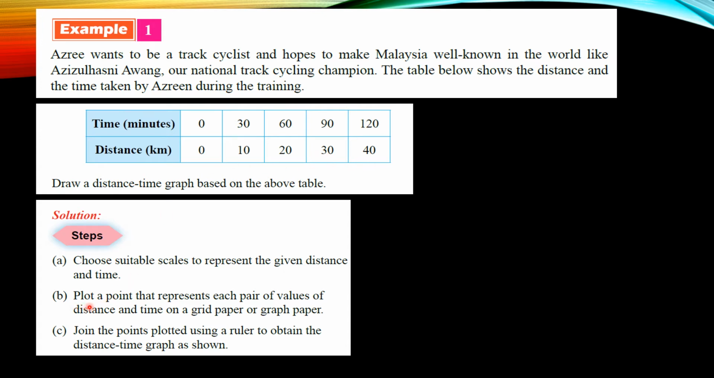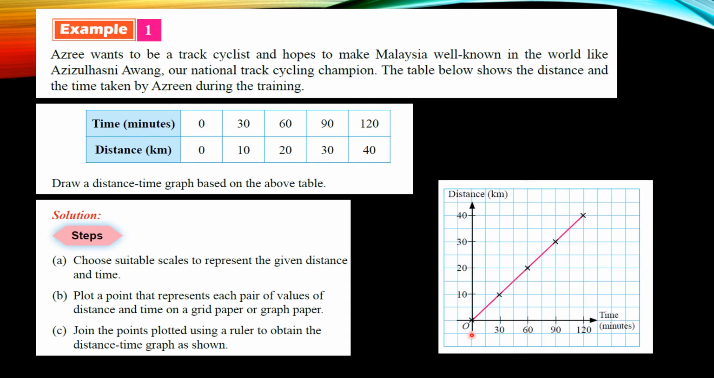Next, you plot the point that represents each pair of values of distance and time on a grid or graph paper. Then you join the points plotted using a ruler to obtain the distance time graph. For time in minutes, the difference is 30, so make sure your scale is uniformly distributed: 0, 30, 60, 90, 120. First, you write down the scale. Then the distance: 10, 20, 30, 40.